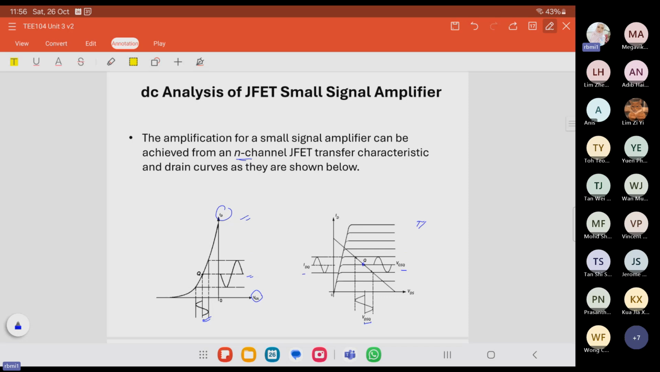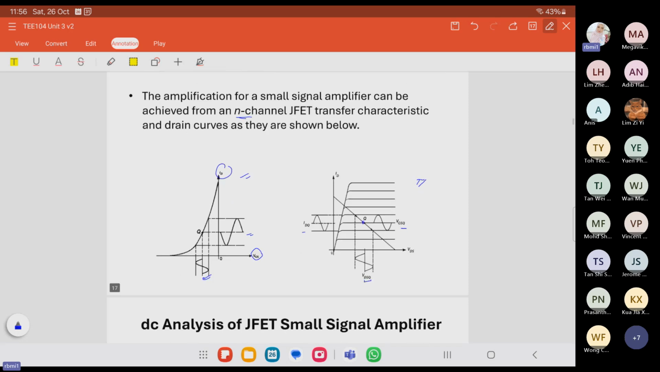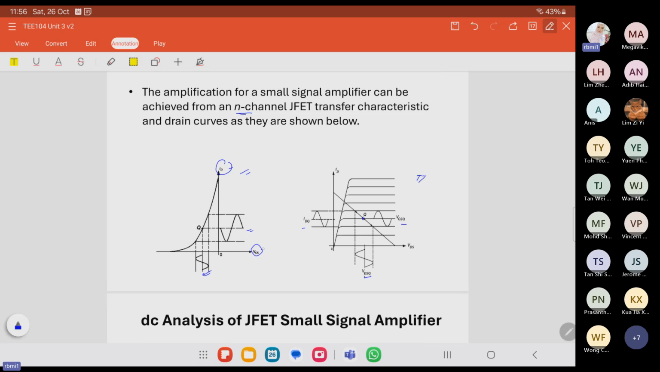Okay, these are the two graphs showing amplification. This one is for N channel, but actually we can also have this for P channel. It is the same, amplification can be achieved for P channel as well. So we have this one, we call it the transfer characteristic curve of N-channel JFET. For the amplification, we have the ID and VDS for the JFET. And if you can see here, this is in opposite phase, this one for the ID and for the VGS.